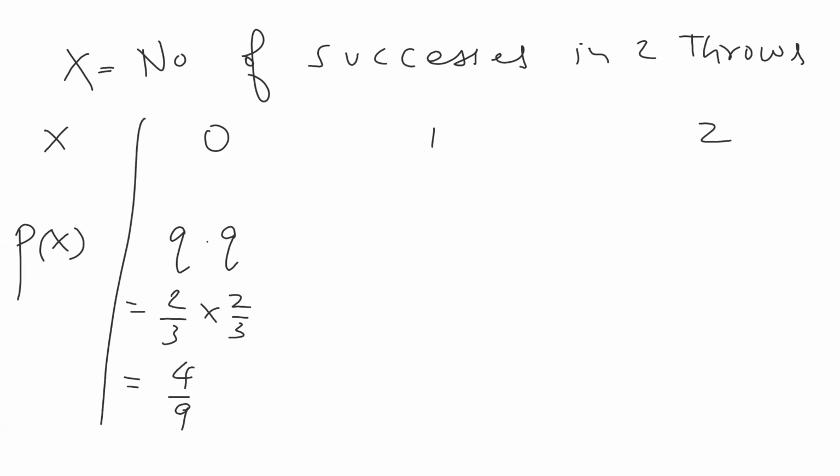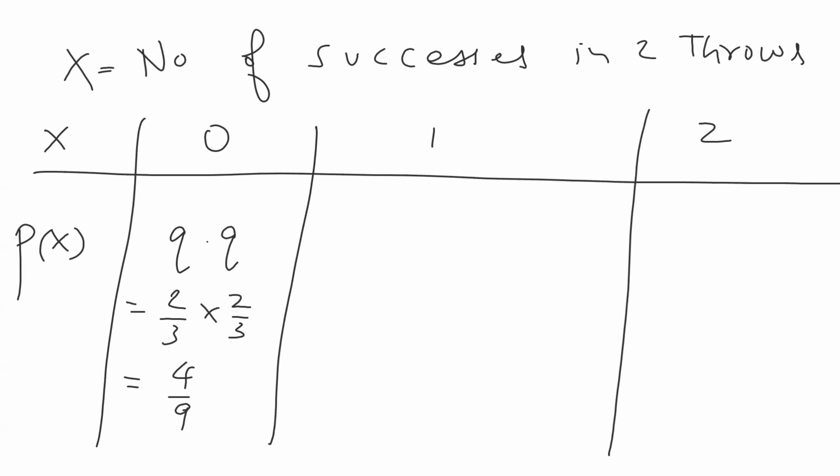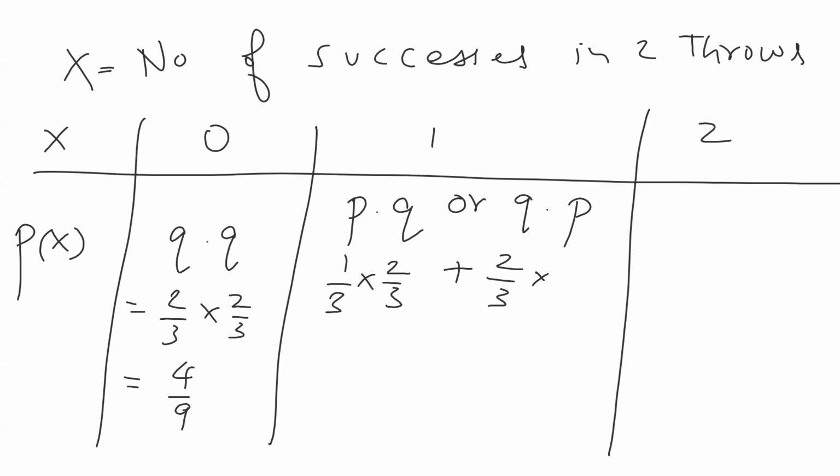Now the second case is one success. In the first throw we might get a success, which is P, and in the second throw a failure, or in the first throw a failure and in the second throw a success. So it is 1 by 3 into 2 by 3, or, and 'or' is plus in probability, just remember, 2 by 3 into 1 by 3. If you calculate, this will be 4 by 9.